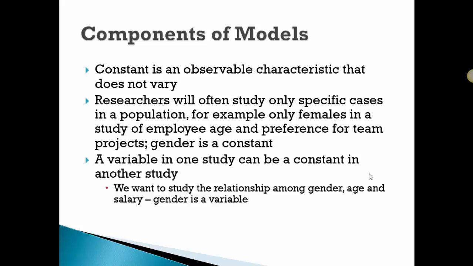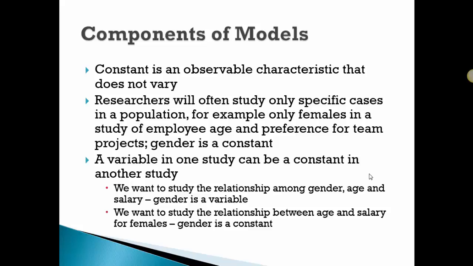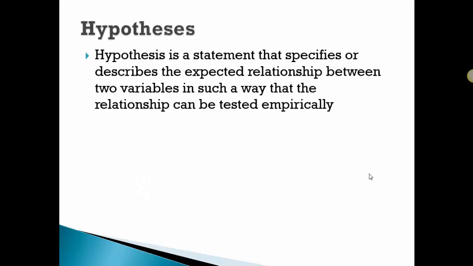So we want to study the relationship between gender, age, and salary, and in this case gender is a variable. But if we focus instead just on the females, now gender becomes a constant. So the context of the problem will tell you whether or not a particular attribute is a variable or a constant. So let's talk about hypotheses.